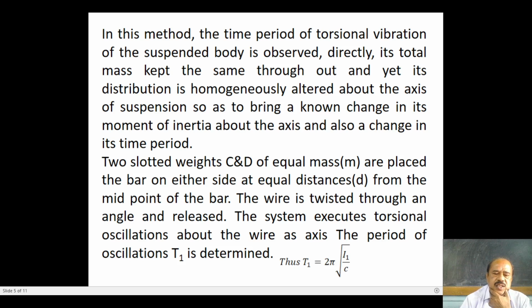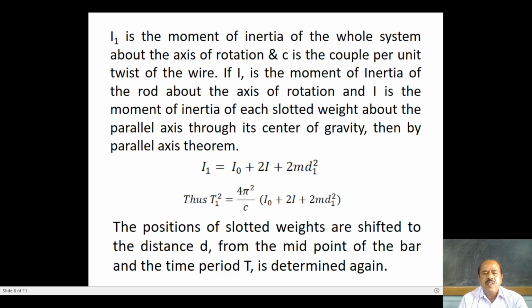The wire is twisted through an angle and released. The system executes torsional oscillations about the wire as an axis. Then the period of oscillation T1 is determined. It is given by the equation T1 is equal to 2 pi into square root of I1 divided by C, where I1 is the moment of inertia of the whole system about the axis of rotation, and C is the couple per unit twist of the suspension wire.